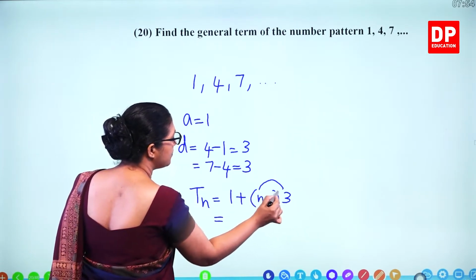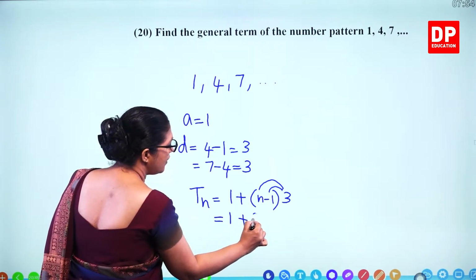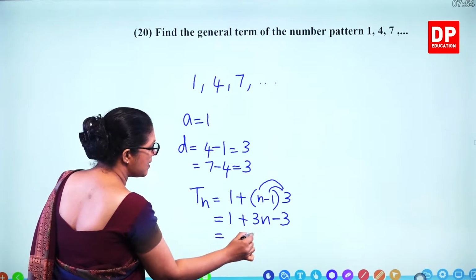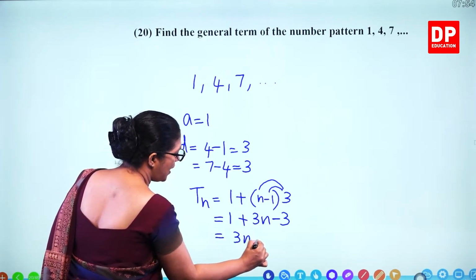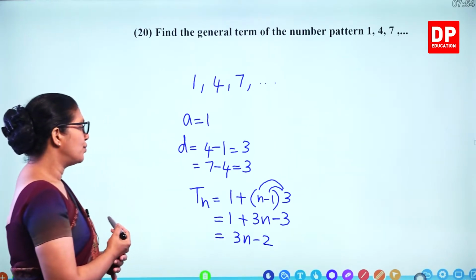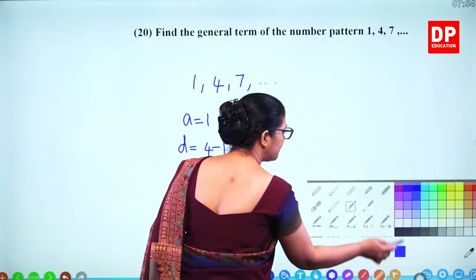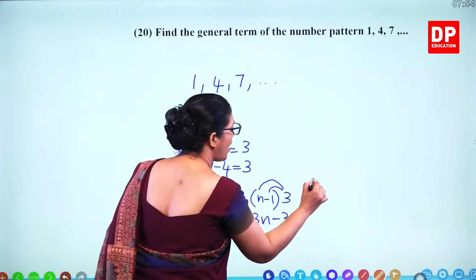Now expand. 3n minus 3. 1 minus 3 is minus 2. So 3n minus 2. So that's the general form, nth term formula. 2 marks.